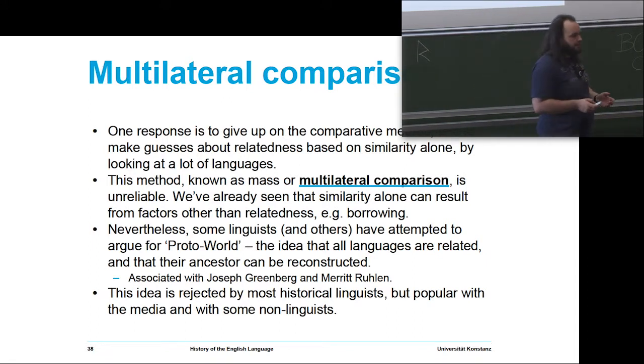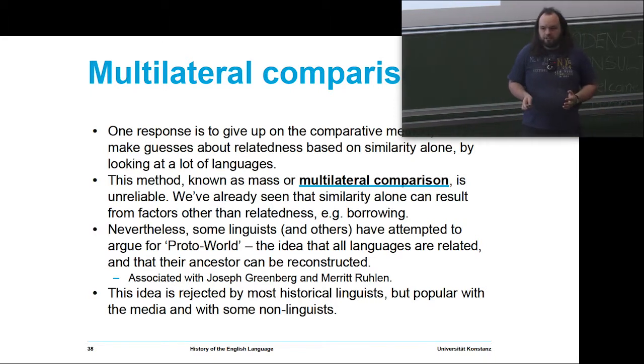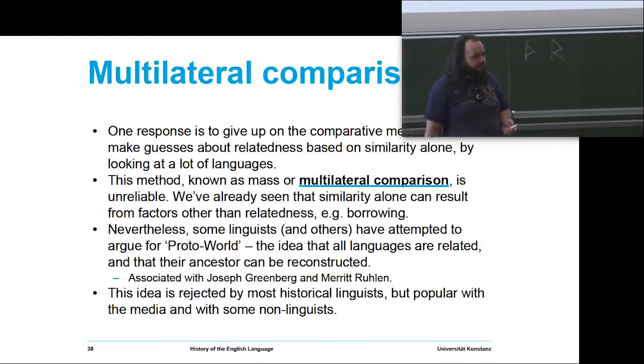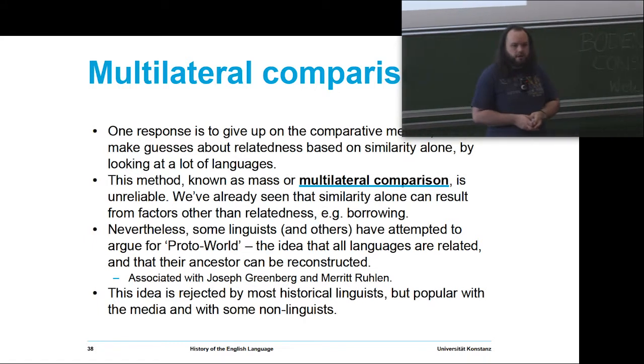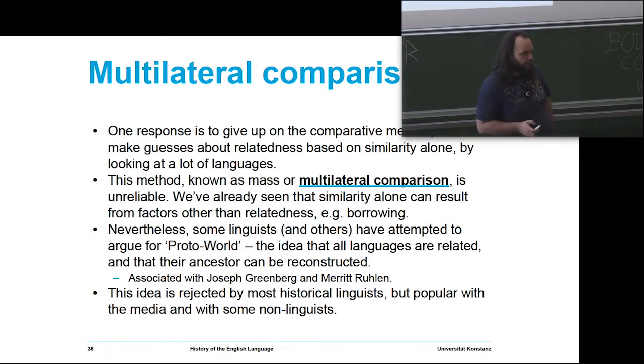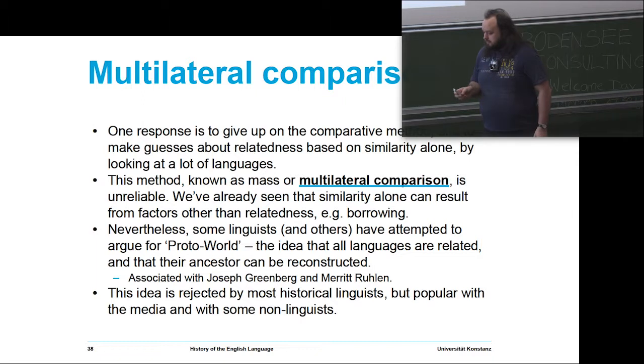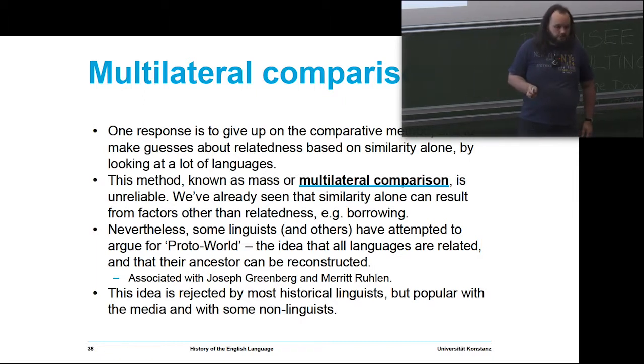Now, this method leads to some unreliable results, as has been demonstrated. And we can see why. Because mass comparison won't allow you to distinguish, for instance, borrowing from systematic sound correspondences. It won't allow you to distinguish onomatopoeia. It won't allow you to distinguish coincidence. But people have tried to argue for it nevertheless, and as a result, there have been some linguists who've argued about the first ever human language, proto-world, so this is the language that would have been spoken by the first evolutionarily modern humans, the ones who were coming out of Africa. This proto-world language, linguists like Greenberg and Ruhlen have tried to reconstruct this language.